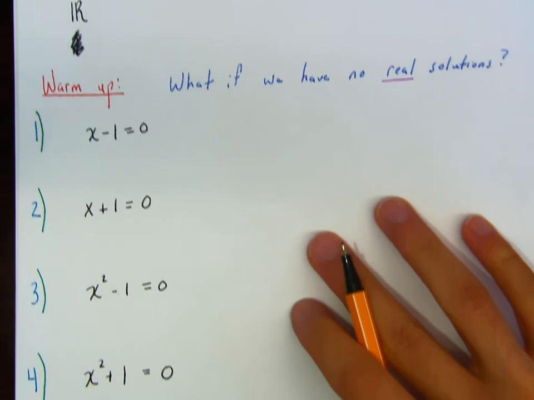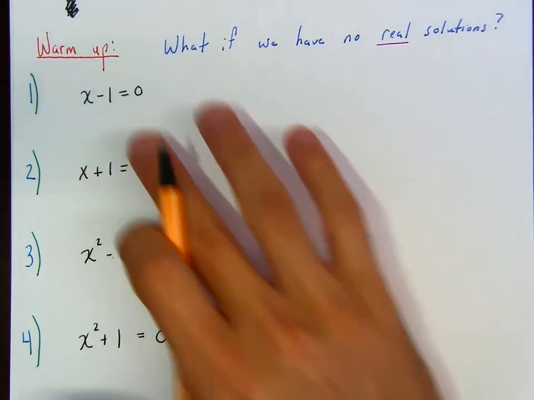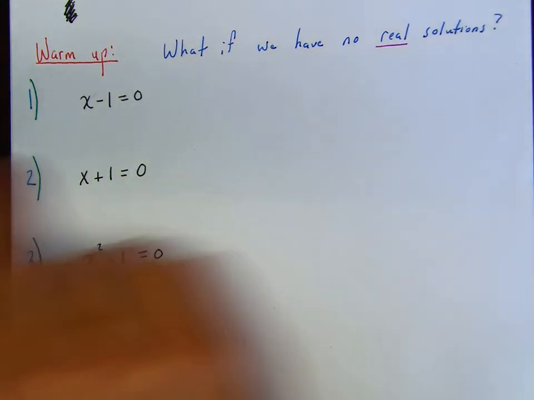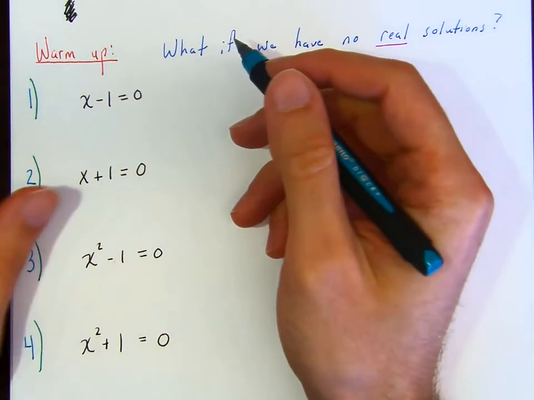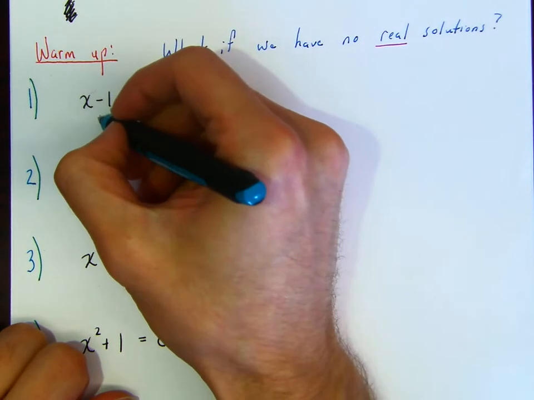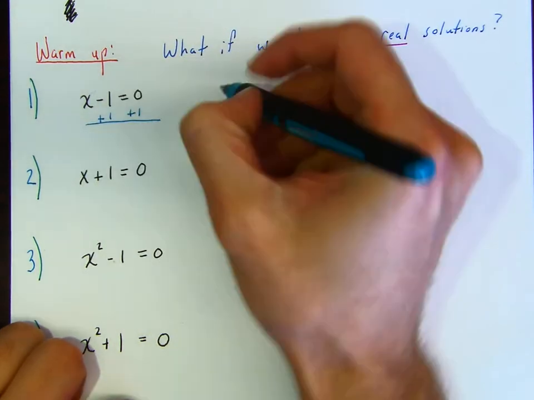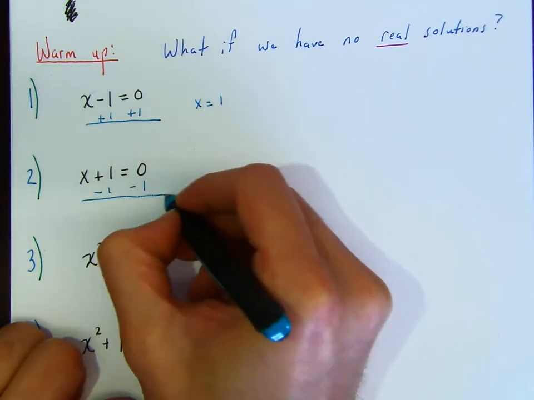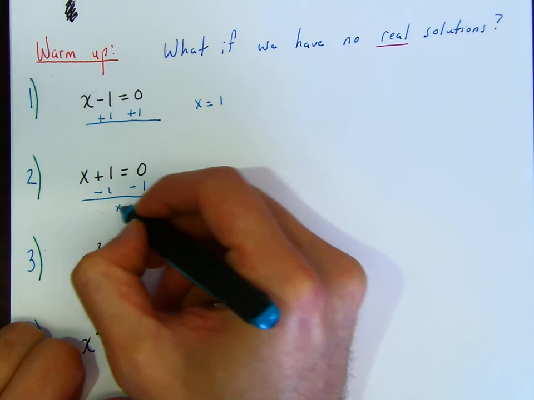Just to warm up, what I'd like you to do is try and answer these questions. Take your time, right? Try and go through 1, 2, 3, 4. And yeah, so let's see if we try to do the first one. If I have x minus 1 equals 0, okay, so I say plus 1, x equals 1. Here I have x plus 1 equals 0, minus 1, x equals negative 1.